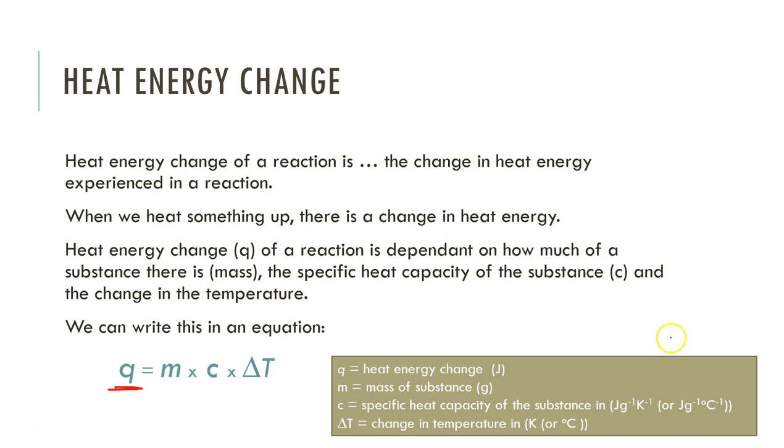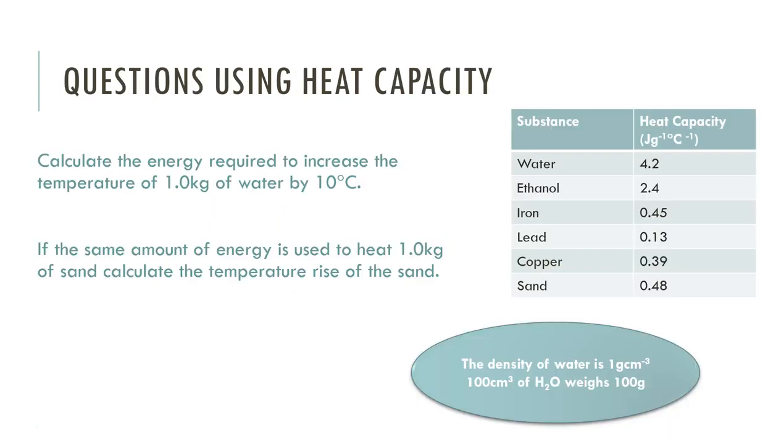The heat energy is determined in joules. The mass of the substance is always in grams. The specific heat capacity, we match the units of our specific heat capacity to those of the components that go up to make it, so joules per gram per degree. And the temperature change is in degrees C or Kelvin, remembering that each mark on the Kelvin scale is the same as 1 degree C.